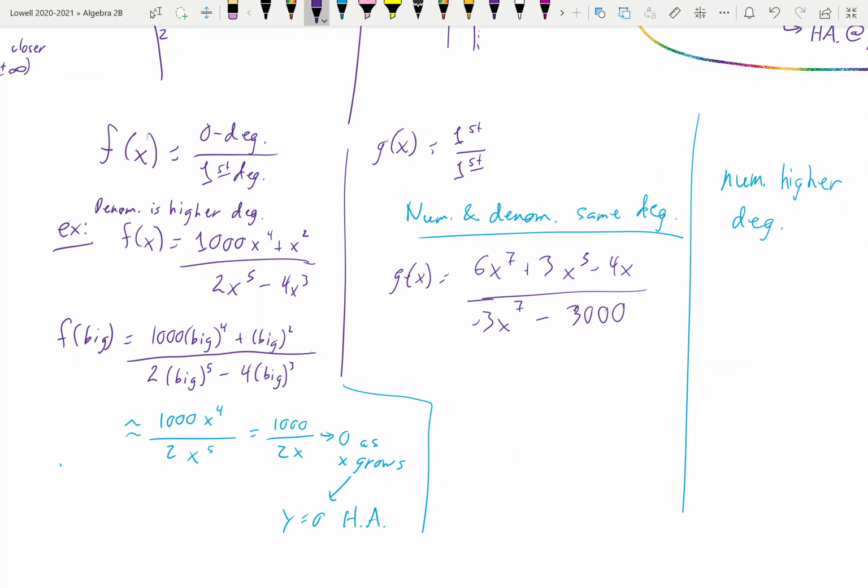Okay. So once again, we take a look at plugging in g of a big number. What happens? Well, the most significant pieces, once again, are the terms with the highest degree, the highest power of x. And so that's really just going to be approximately equal to 6x to the 7th over negative 3x to the 7th. Okay, so you might be thinking, the numerator is bigger, so why doesn't this one go to infinity?